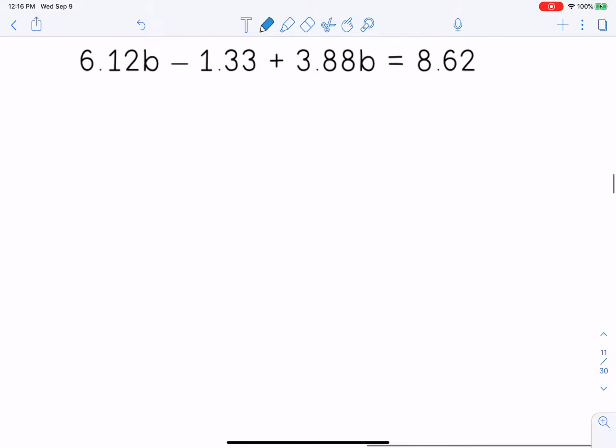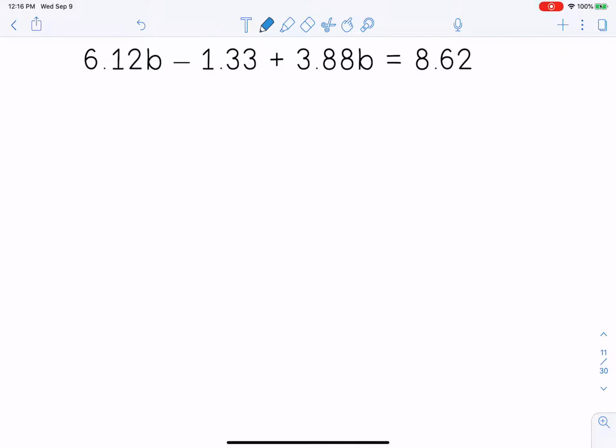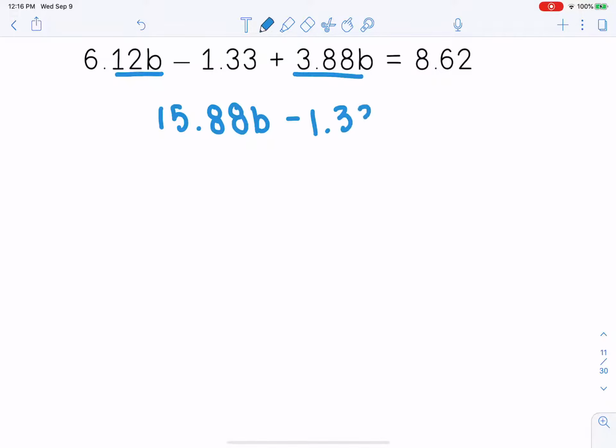Last up, you might panic because you see this problem. It's got a lot of funky decimals, but you're going to do the same thing. So 12b plus 3.88b, just plug it into your calculator if you're not sure. So that's going to give us 15.88b minus 1.33 equals 8.62. Again, they're only decimals, so just add them in your calculator.